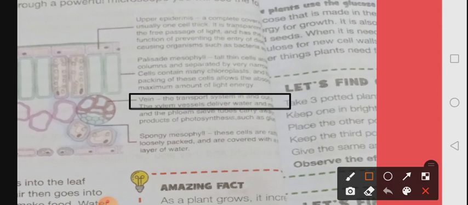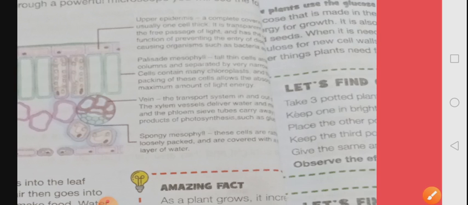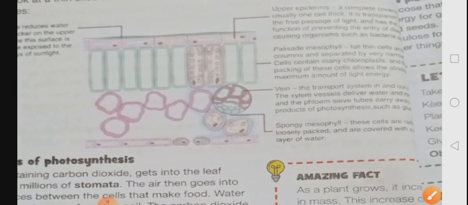Please underline. Now the next thing that is found inside the leaf is the spongy mesophyll. Spongy means very soft or something that has air in it. These cells are loosely packed and they have a layer of water in it. Please underline. These are the main things that are found in the structure of the leaf.